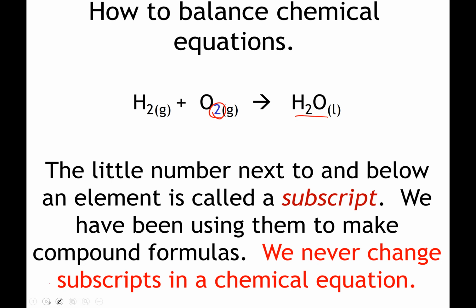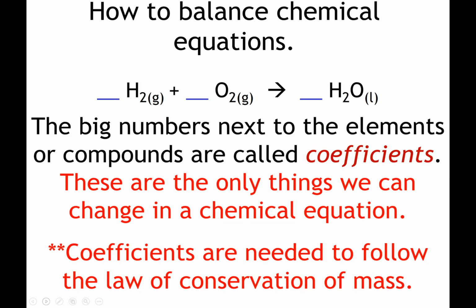The one number that you are allowed to change in an equation to balance it is what's called the coefficient. So again, we've talked about this, but those are the big numbers that you write on the lines before the substances in the equation. Coefficients are the things that are needed in order for a reaction or an equation to follow the law of conservation of mass.